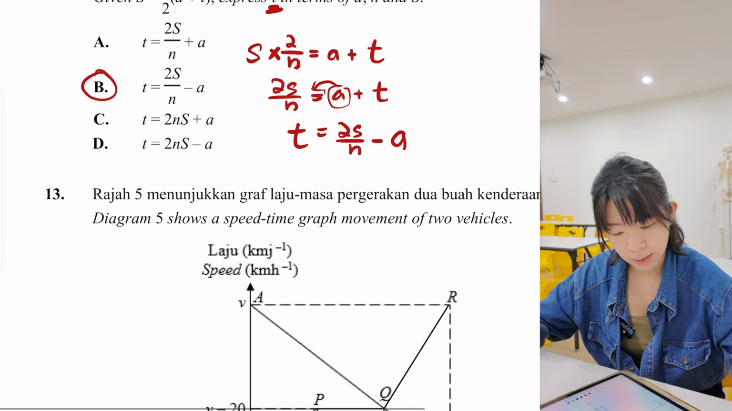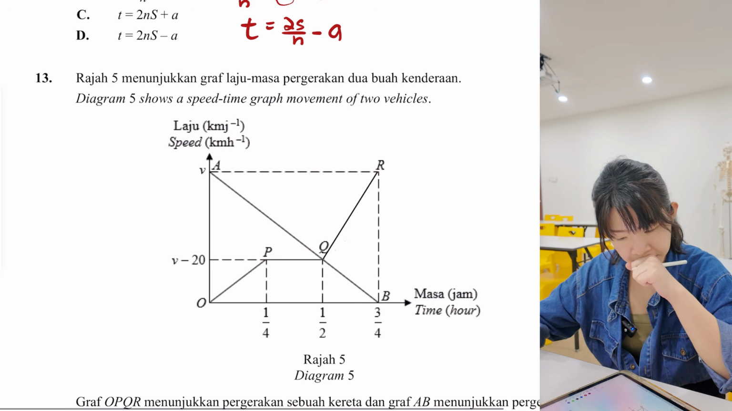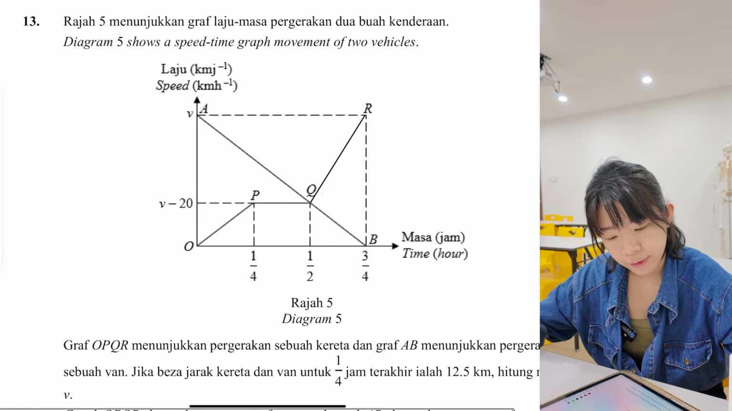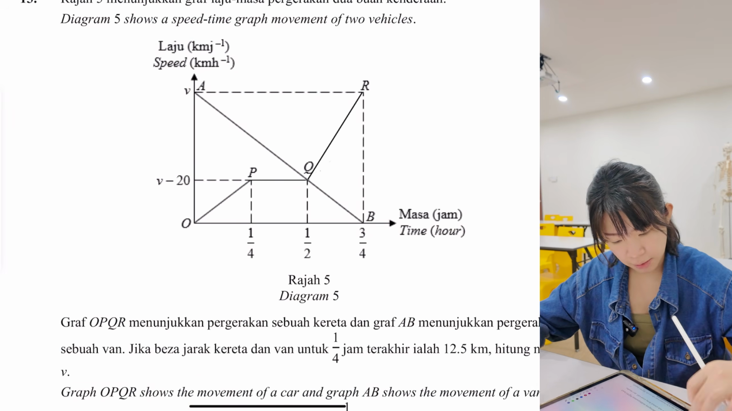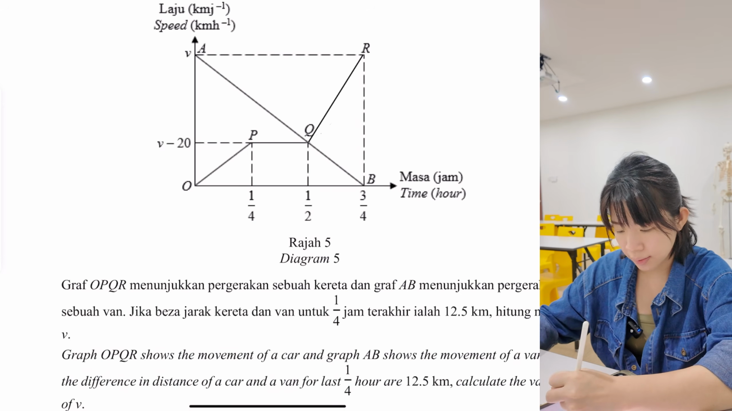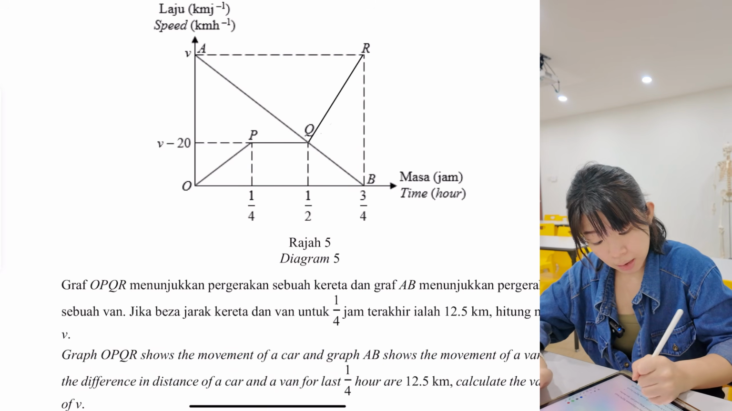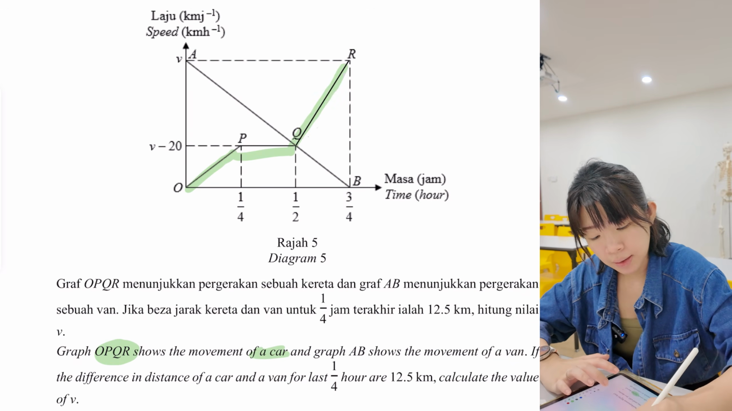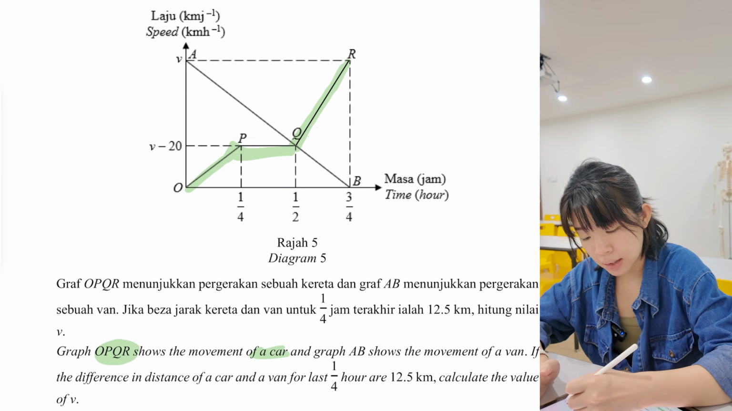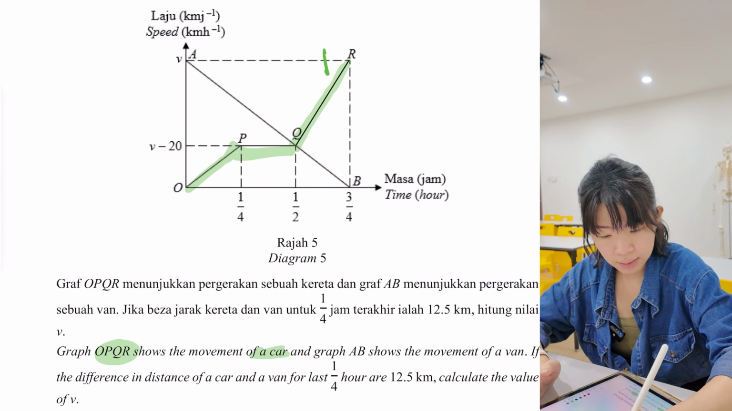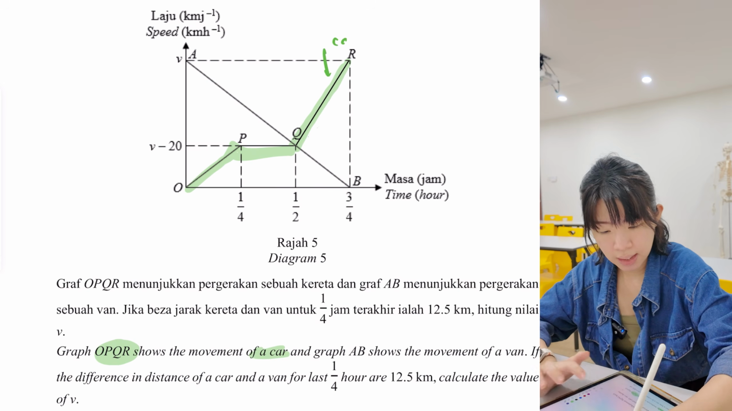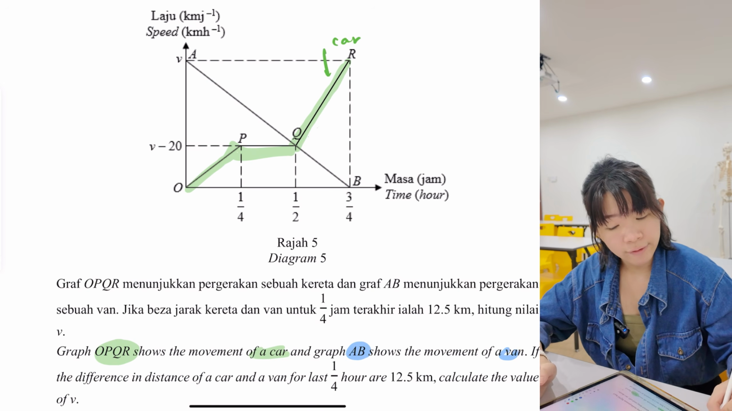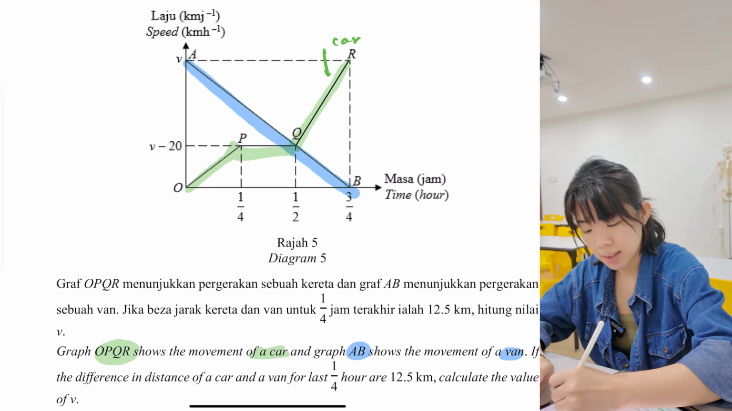Okay, let's look at the next one. It shows a speed time graph of the movement of two vehicles. So we have two vehicles here. You can take out your highlighter. OPQR is the movement of the car. So this is the car. Then the other one, AB, shows the movement of a van.